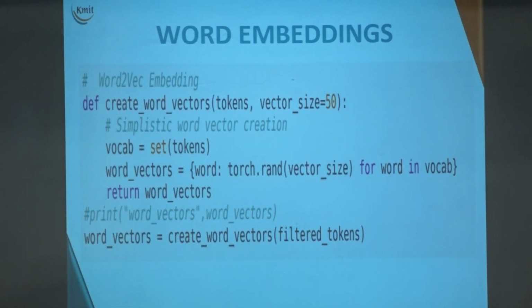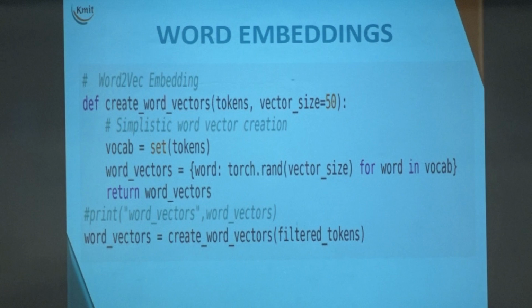Clear enough? Now you are going to return your word vectors. And then in the next step, you are passing your filtered tokens as your parameter there. I took the filtered tokens. And if I am not passing anything there as a second parameter, by default what have I declared as my second parameter in my method?